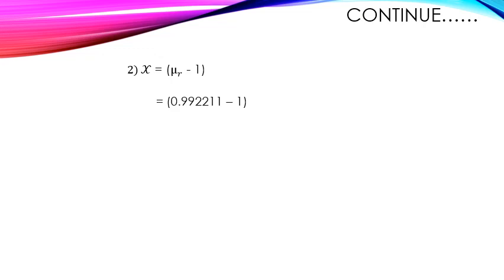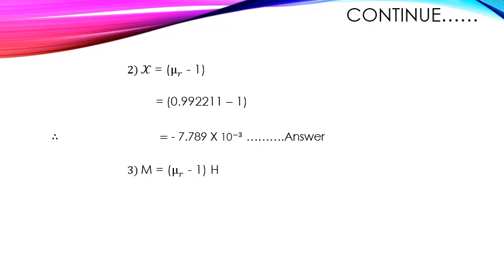Now continue to this. Find out the susceptibility. X is equal to mu R minus 1. So put the value of mu R as 0.992211 and minus 1. The final answer of susceptibility is minus 7.789 into 10 raised to minus 3. Why it is minus, that we'll see.